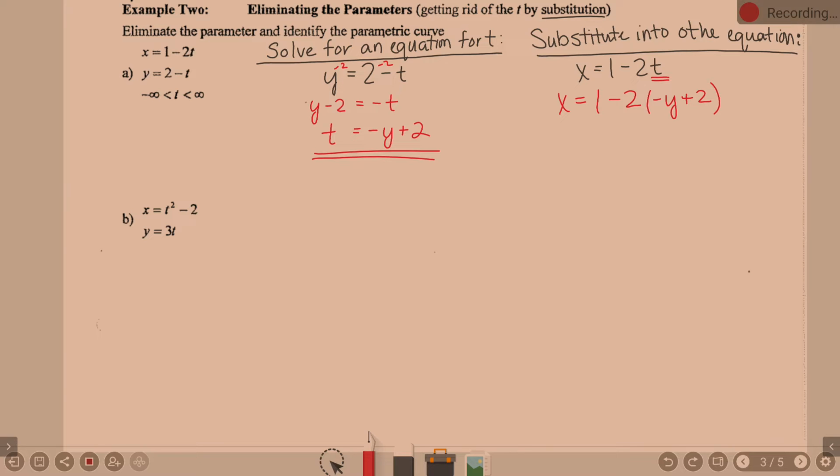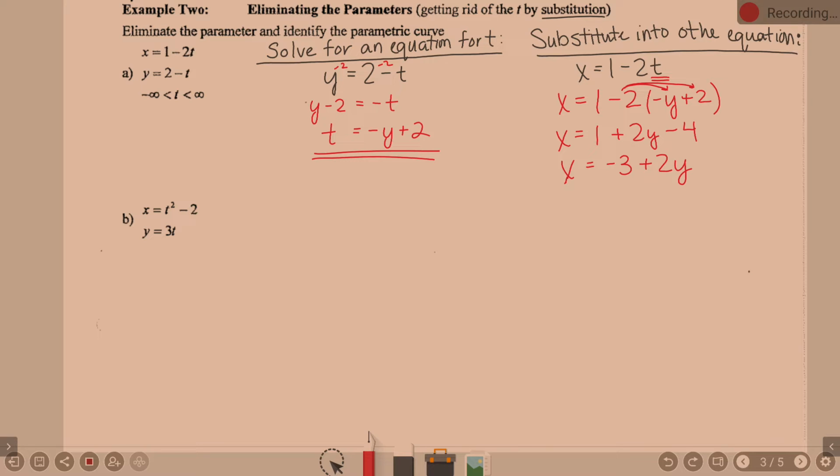Okay, and let's do some cleanup here. x equals, I'm going to keep the 1. What about this 2 out front? Plus 2. We're going to distribute it, right? And keep in mind, you guys said it correctly, we're going to be distributing this as a negative 2, yes? So negative 2 times negative y is going to be plus 2y. Negative 2 times 2 is going to be minus 4. So if I clean this up, x equals 1 minus 4 is negative 3 plus the 2y.